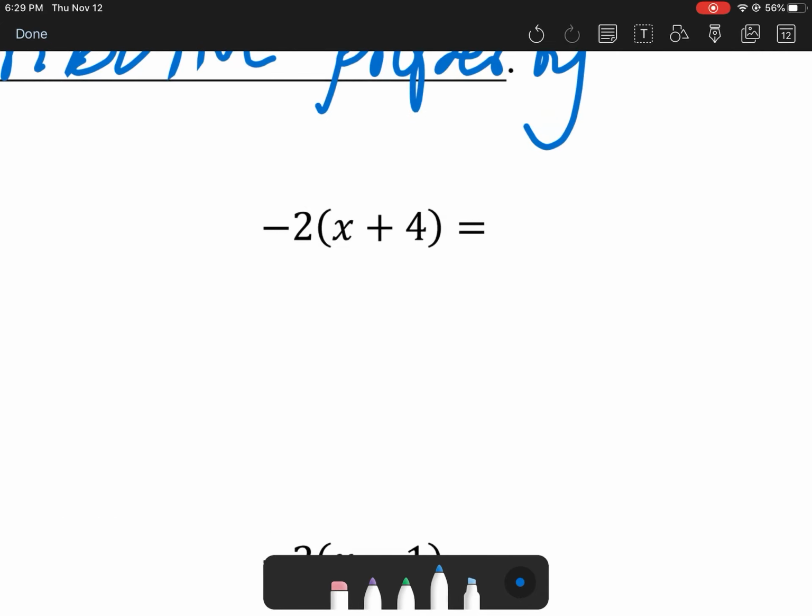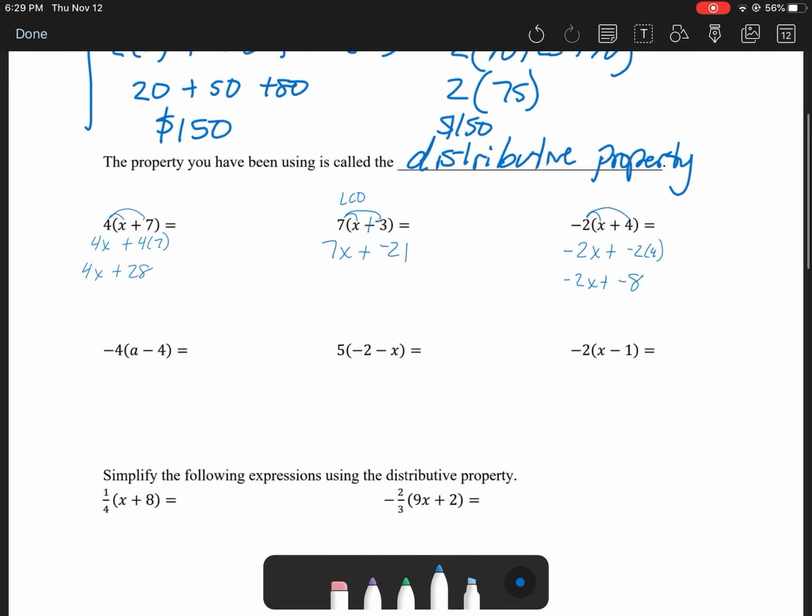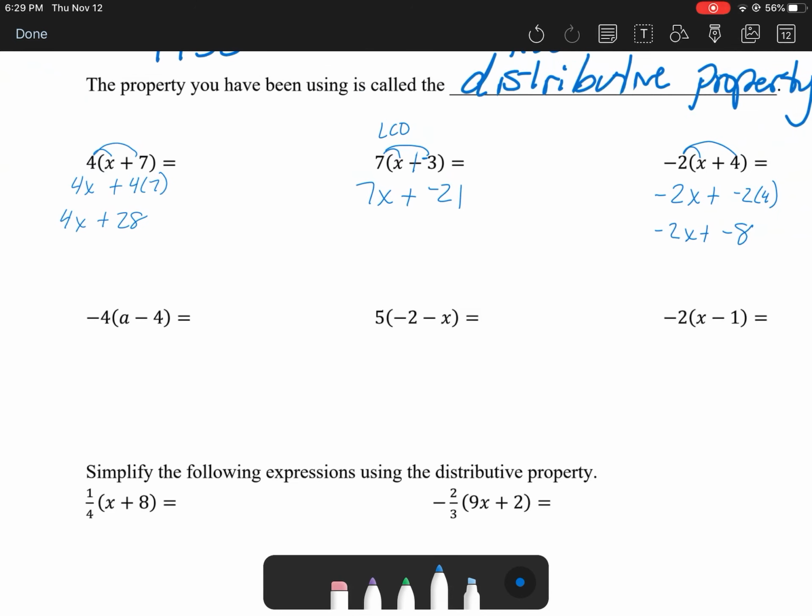One more together. I have negative 2 times the quantity of x plus 4. I'm still multiplying negative 2 by each of these terms. So I have negative 2 times x plus negative 2 times 4, which is equal to negative 8. Go ahead and try these 3 down here and see what you get.